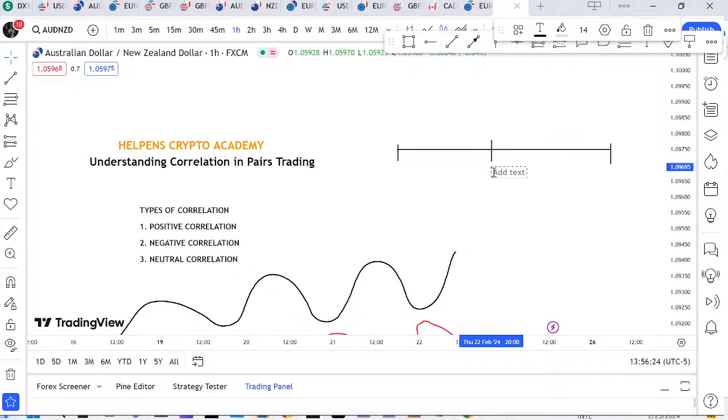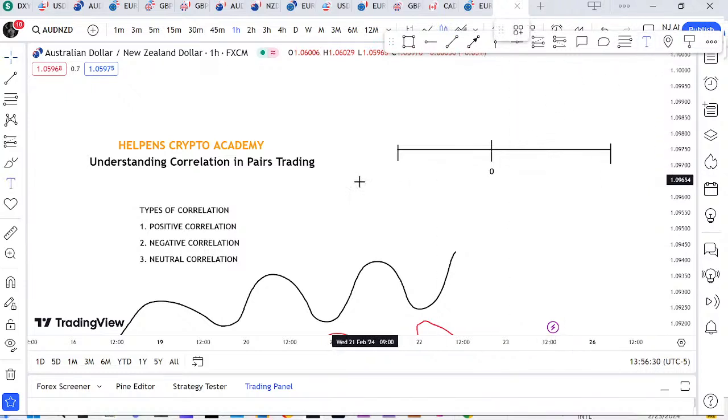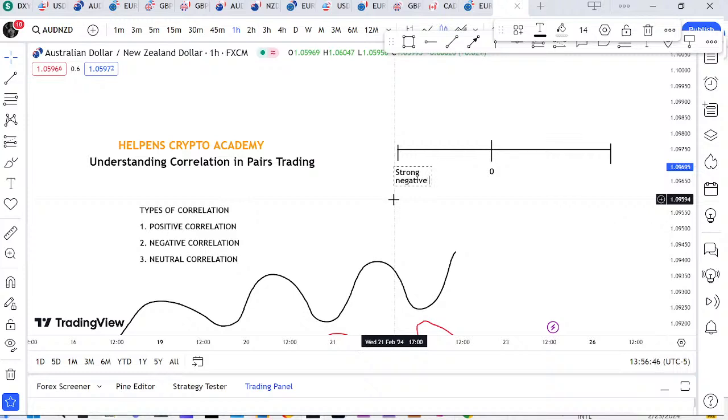So this is zero, which is no correlation. And we have strong negative, strong negative. Yeah, the correlation coefficient is strongly negative. We have strong positive. Yeah, positive.